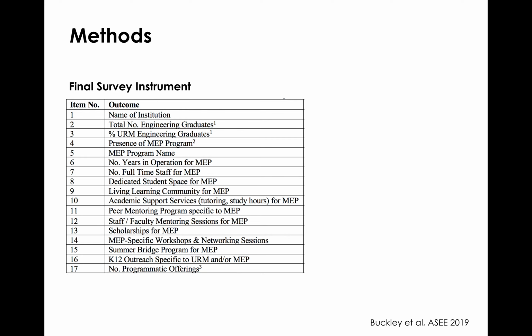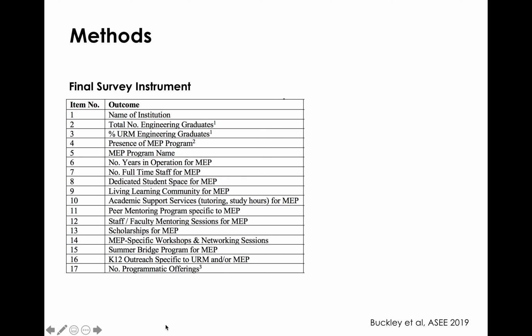This is the first one. This is another research project of mine, and the first thing you see is methods. We're on the methods section, final survey instrument. This is actually a table. I don't expect you to read this table. I expect you to recognize that this survey has 17 bullet points in it, and maybe you're looking at specific items here.